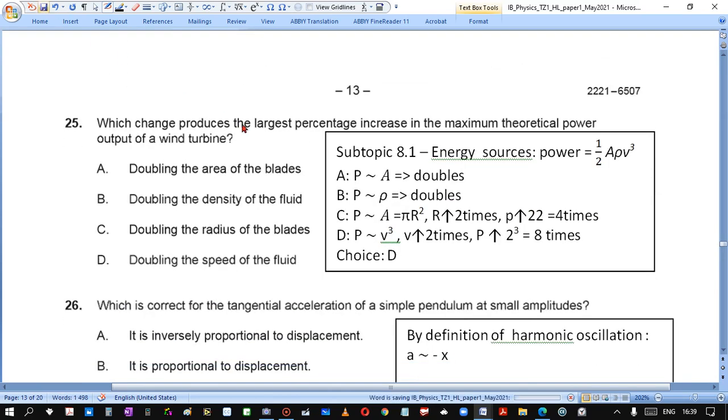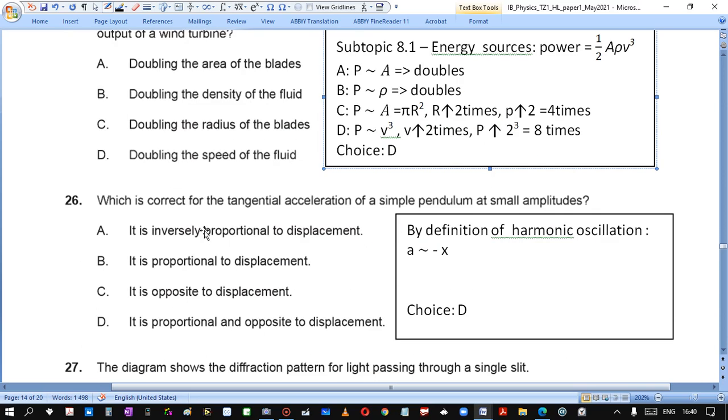Right. Question 25. Which change produced the largest percentage increase in the maximum theoretical power output of a wind turbine? From subtopic 8.1 we get the formula for power. A is area, rho is density of fluid, and v is speed of fluid. So when we double A, power doubles. When we double density, power doubles. When we double radius, because the area occupied by the blades is squared, the area increases 4 times. Our power increases 4 times. When we increase speed 2 times, the power increases 8 times because it is v cubed. So choice D, the most effect.